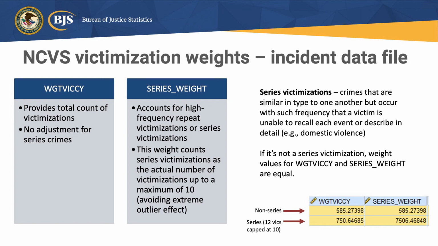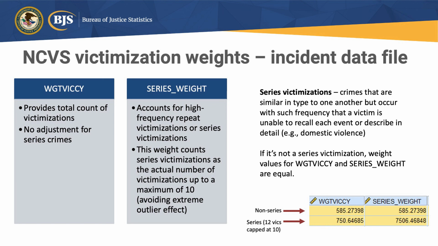The series weight accounts for these high-frequency repeat victimizations and then caps them at a maximum of 10 in order to avoid extreme outliers in the data. So series crimes don't make up a large percentage of crime. In 2020, less than 3% of violent victimizations were considered series victimizations. And if the crime was not a series victimization, the weight values for weight VICY and series_weight would be equal.